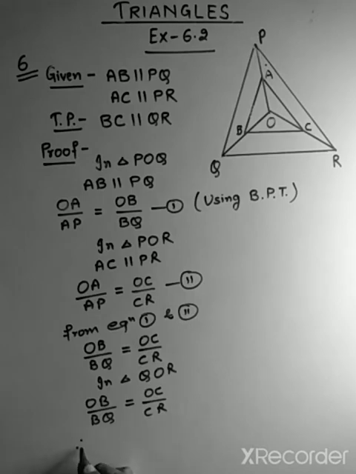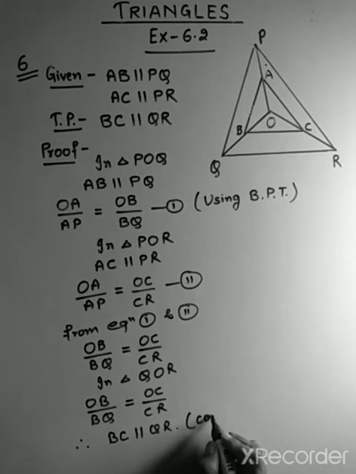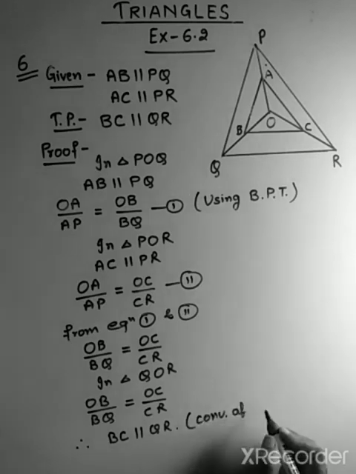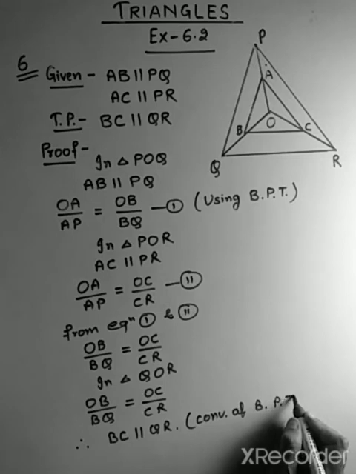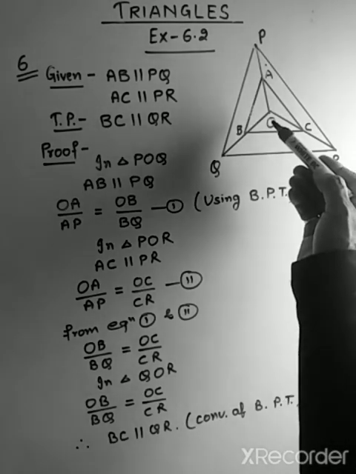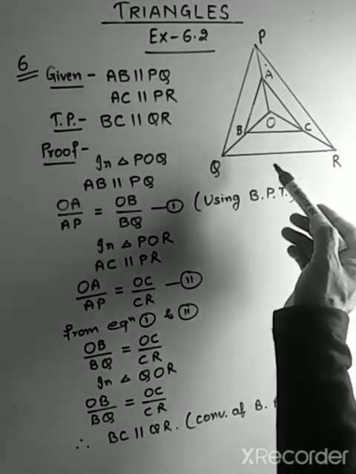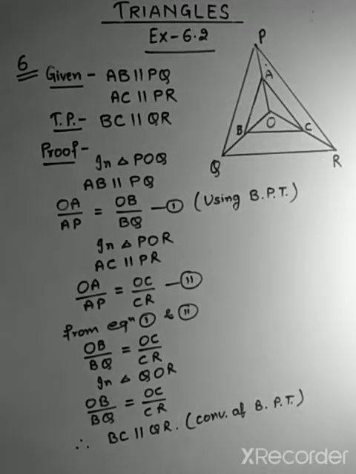We have proved that OB upon BQ equals to OC upon CR. Which implies that line BC is parallel to QR by converse of basic proportionality theorem. If a line divides two sides in the same ratio, then the line is parallel to the third side. So BC is parallel to QR.